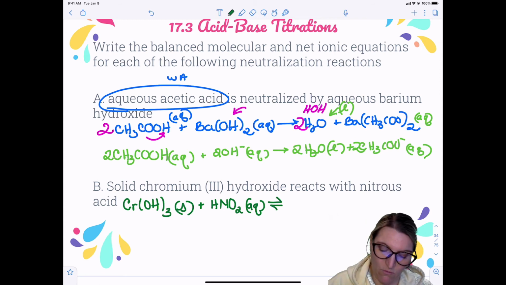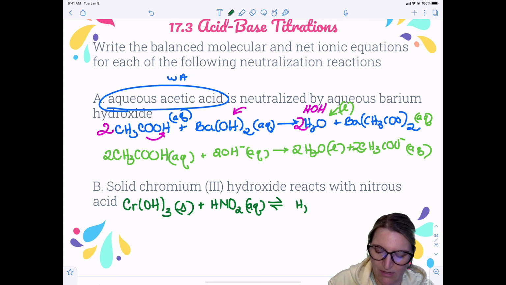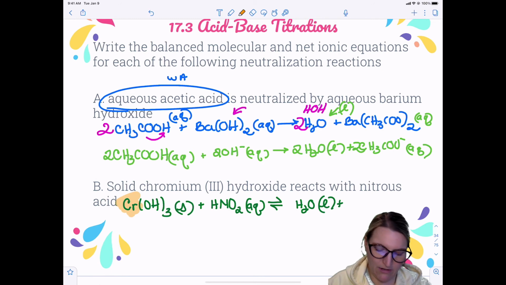And that will, of course, the positive of one hooks up with the negative of the other, H plus and OH minus. So we're going to make liquid water, and the positive ion of one hooks up with the negative ion of the other. So that will be chromium 3 nitrite.